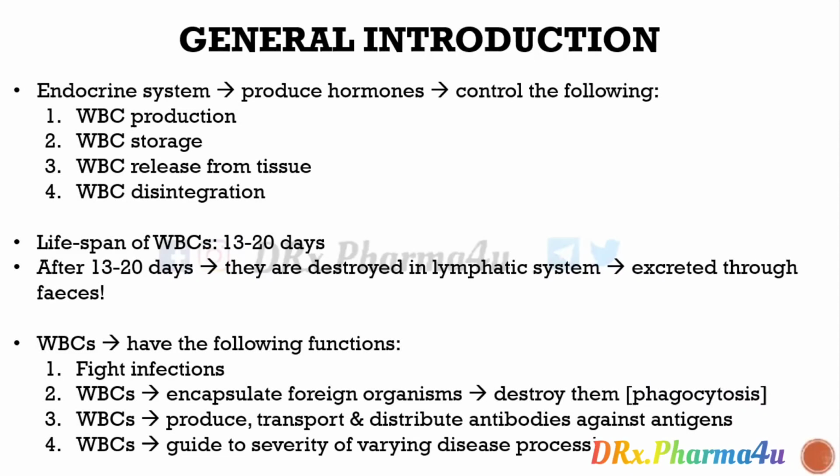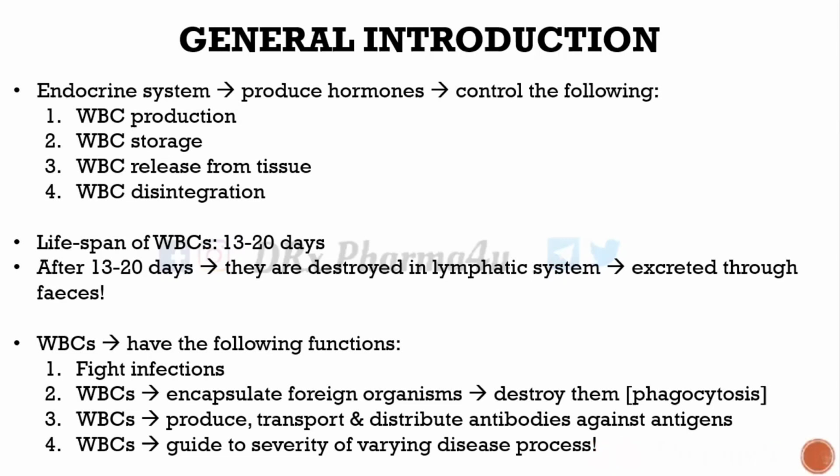WBCs also produce, transport, and distribute antibodies against antigens. Whenever an antigen enters our body, our immune system gets activated. And according to the activation of the immune system, WBCs are produced and distributed.